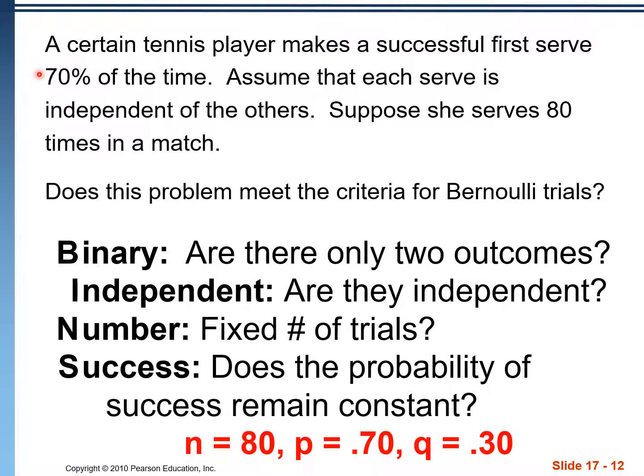And then S, does the probability of success remain constant? It does, because every time she serves, she has a 70% chance of being successful. So we have these criteria met for our problem.